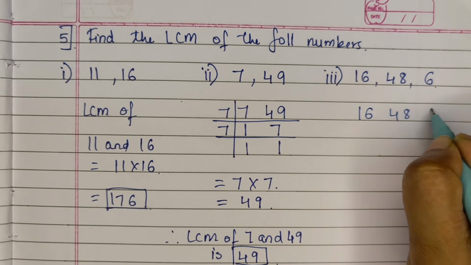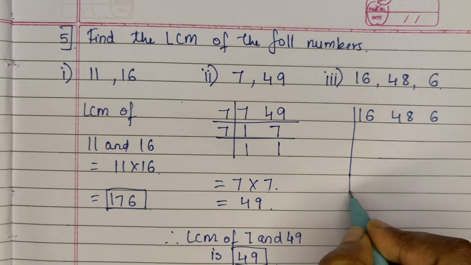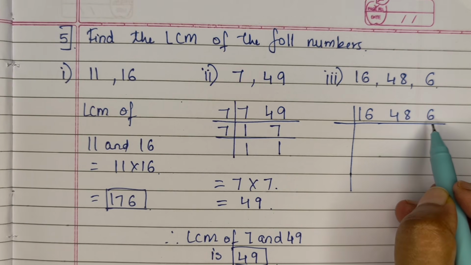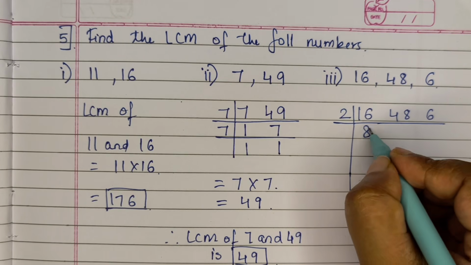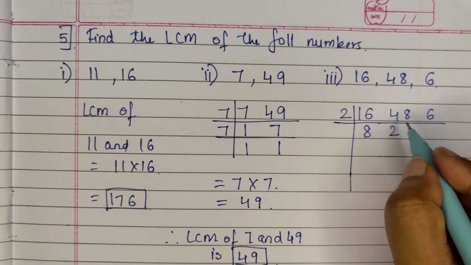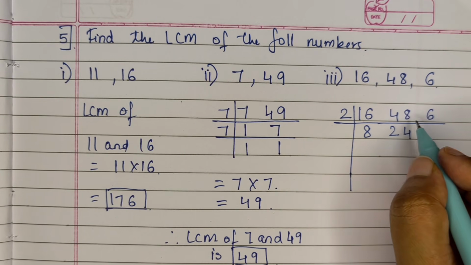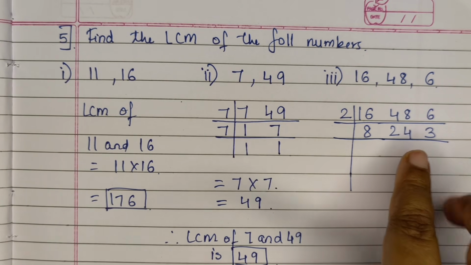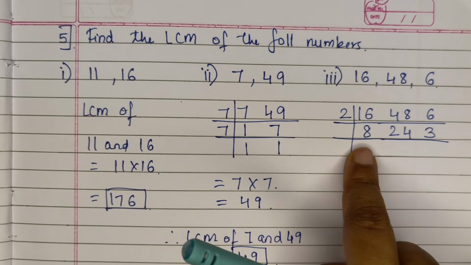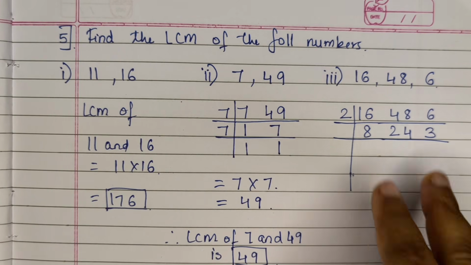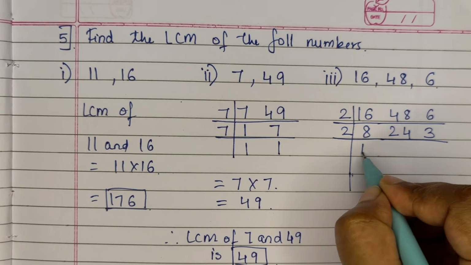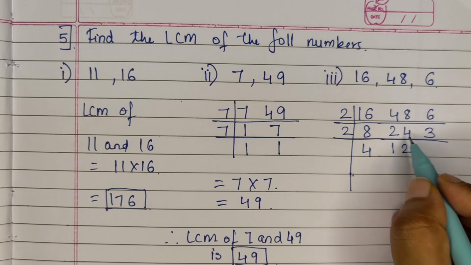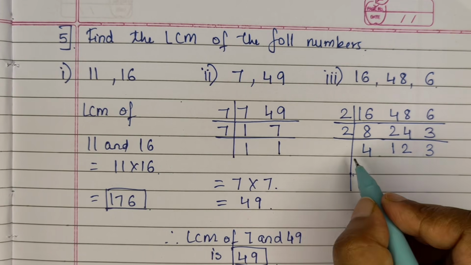Now see the third one. 16, 48 and 6. All are even numbers. So see the last number, 6. That means we can start with 2. 2 8s are 16, 2 2s are 4 and 2 4s are 8. Then 2 3s are 6. Again can we take 2? Yes, we can take 2 because this is LCM. We can proceed. So we can again take 2. 2 4s are 8, 2 1s are 2, 2 2s are 4 and 3 you have to bring it down.